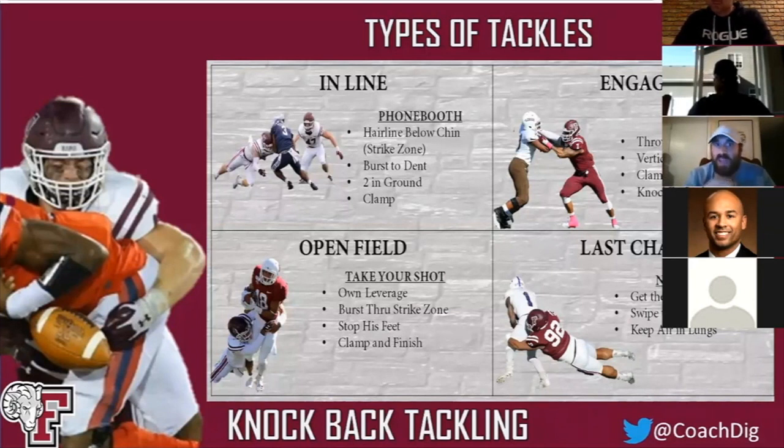We want to have hairline below chin through the strike zone. I'm going to explain this when we talk about burst to dent, and we're talking about 2 feet in the ground, which I'll talk about in a second, and we're talking about clamp. When we're talking about the ideal situation, we want that to happen.